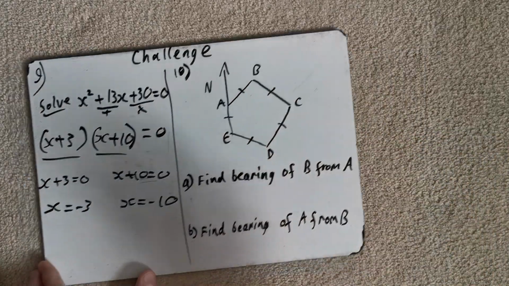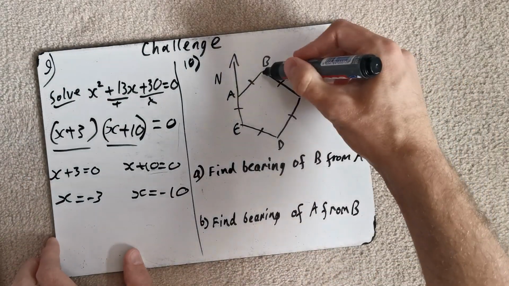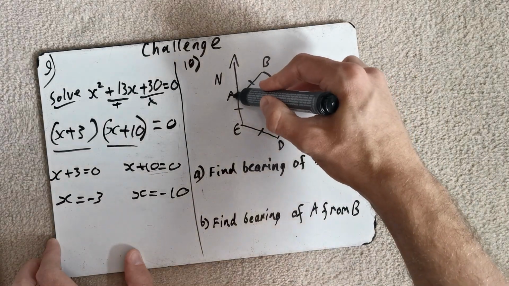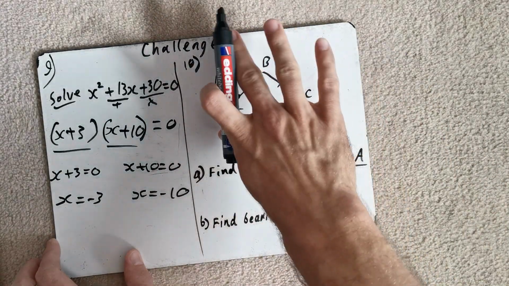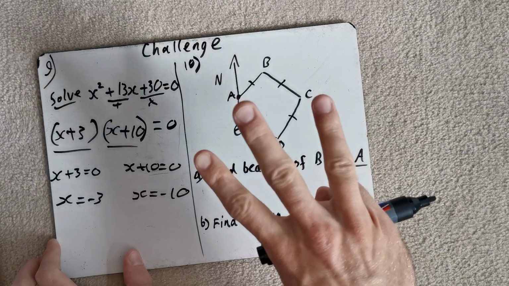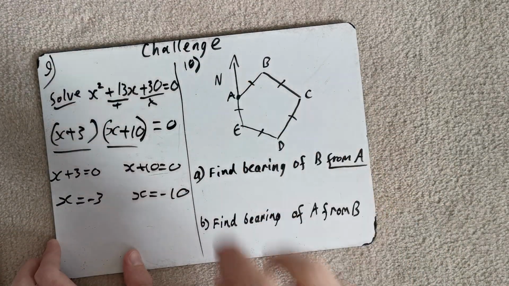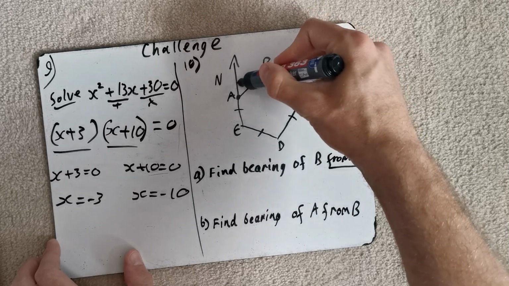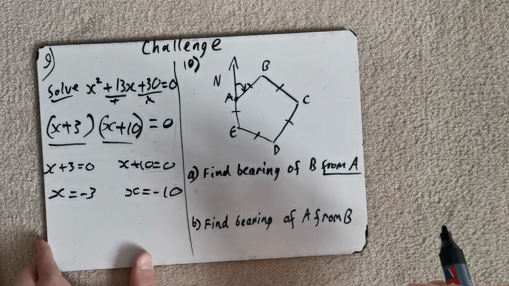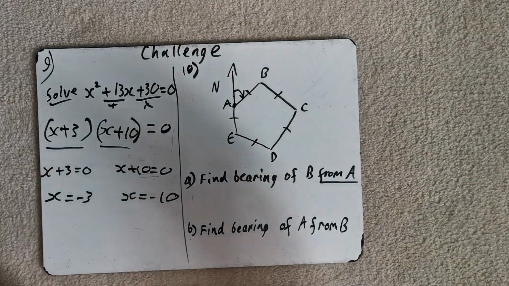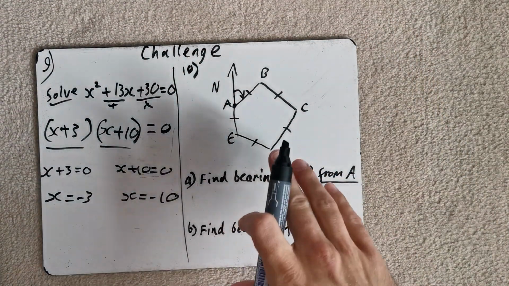Okay, this one, find the bearing of B from A. So you're stood on A and you're looking north. Okay, you're trying to find out the angle there. Remember the three rules of bearings? Three figures, clockwise and from north. Okay, from north we're trying to find out what that angle there is. You might also notice that is the exterior angle of this regular pentagon.